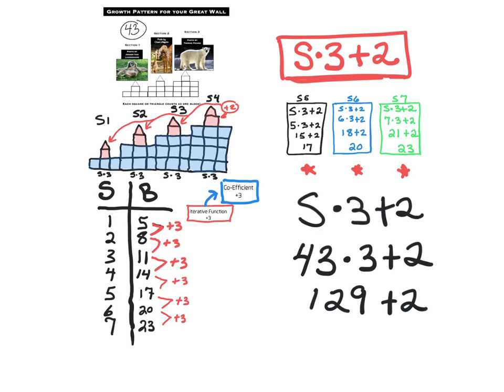Super. And now here we go. All we have to do is add 2 to the 129, and you get 131. And that, my friends, is how many blocks you will need for the 43rd figure, the 43rd section, the very last section of your wall that will totally protect your school from all of these crazy animals and many more that are attacking.